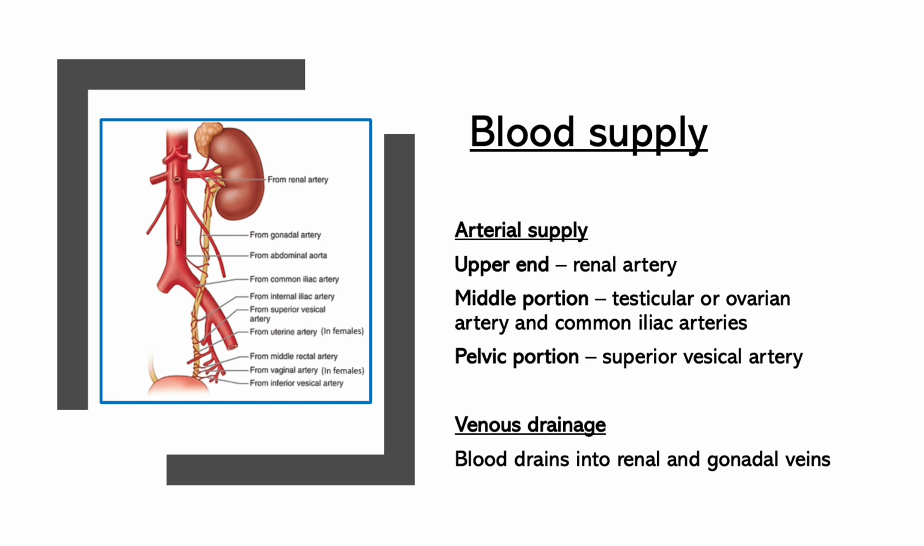Upper end is supplied by the renal artery. Middle portion by the testicular or ovarian artery and common iliac arteries. And the pelvic portion by the superior vesical artery. For the venous drainage, blood drains into renal and gonadal veins.